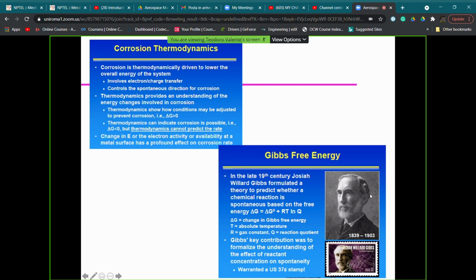We should say that if the change in Gibbs free energy for that chemical reaction, even though it's an oxyreduction reaction, is positive, corrosion cannot happen. If instead the change in Gibbs free energy is negative, this means that that reaction is possible, but we cannot predict which is the rate of corrosion, for which we need the kinetic approach. That's the basic for the Gibbs free energy.